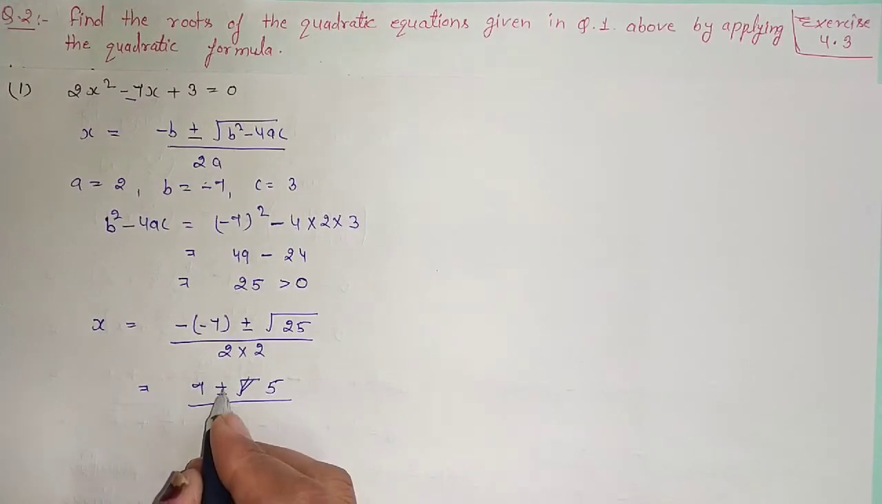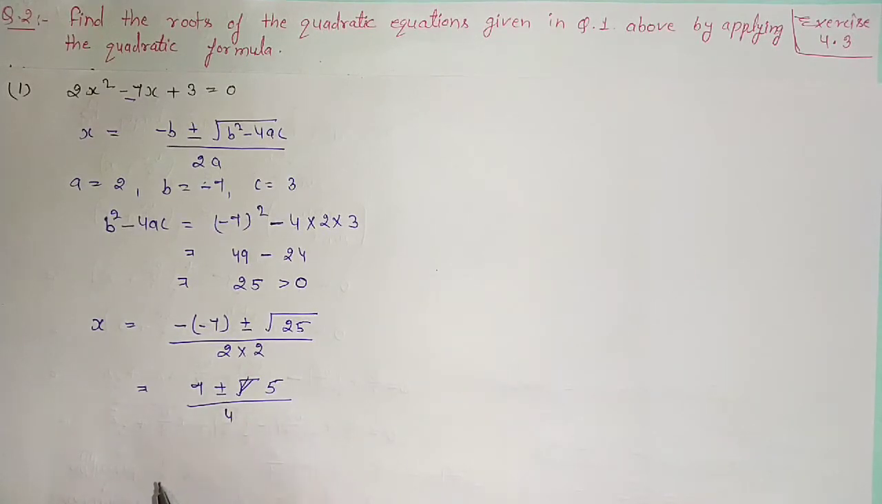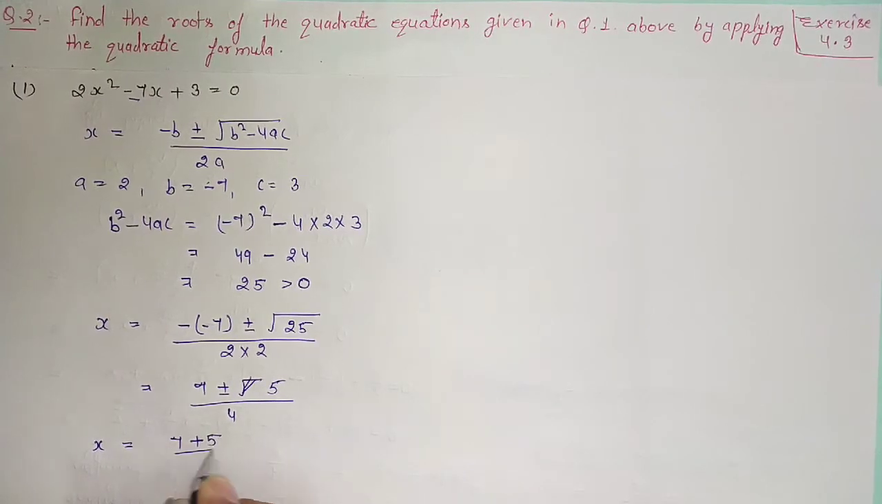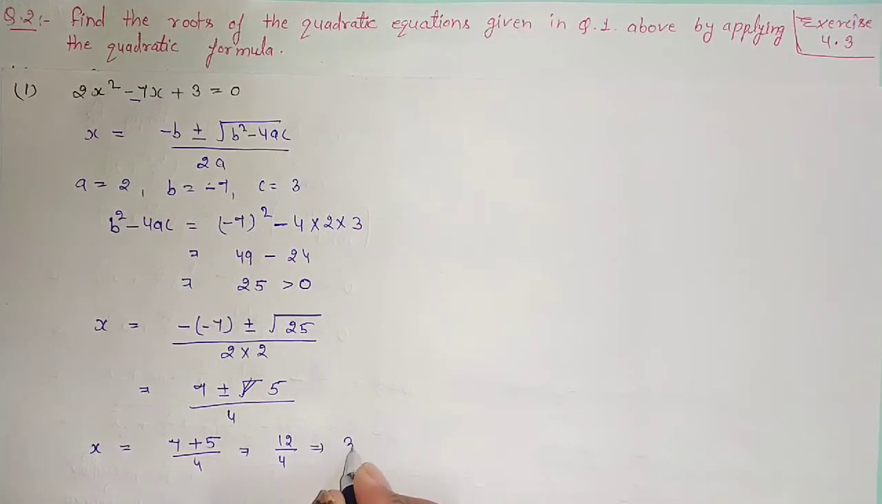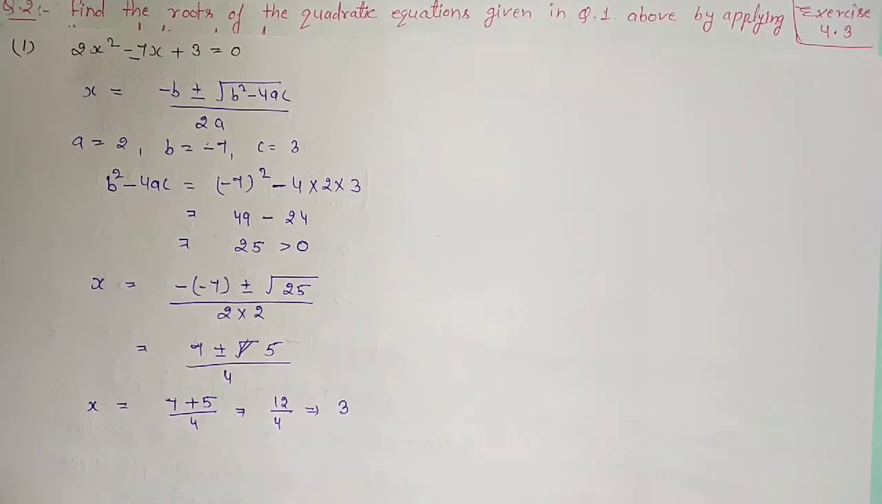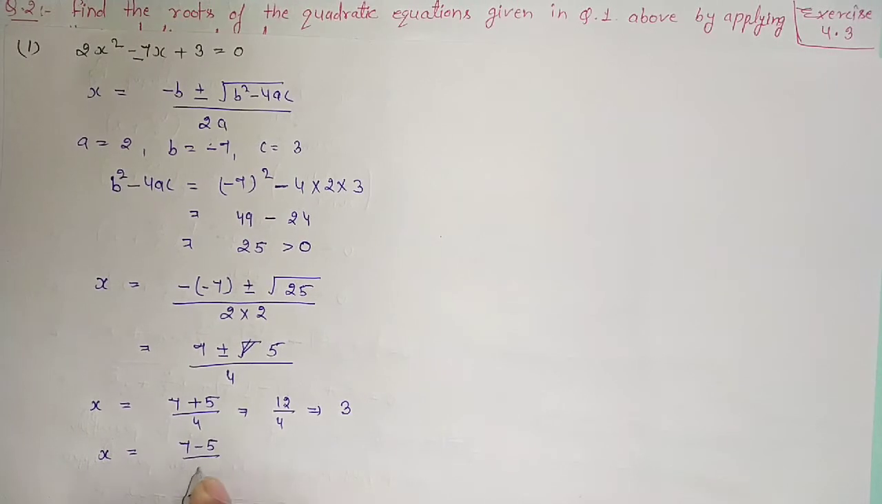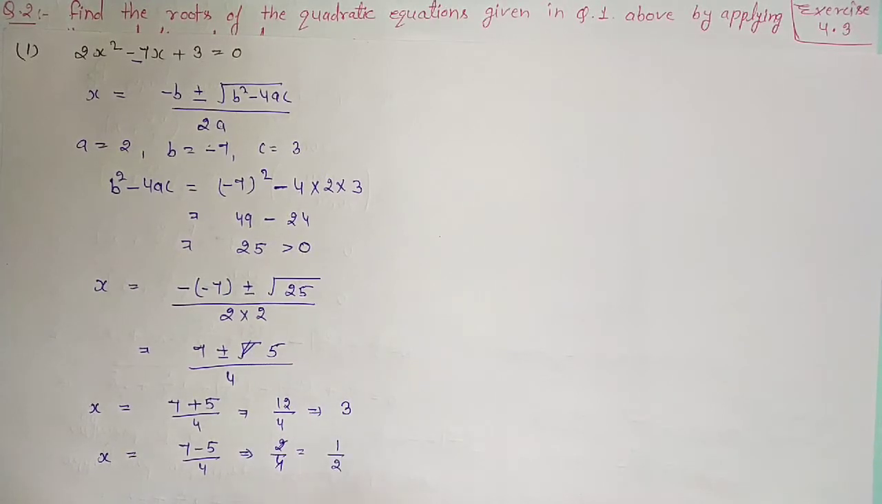Now to find the value of x, first we take the positive sign and then the negative sign. By taking the positive sign, x equal to 7 plus 5 divided by 4. 7 plus 5 is 12, divided by 4, we get 3. Therefore x equal to 3. And by taking the negative sign, x equal to 7 minus 5 upon 4. 7 minus 5 is 2 upon 4. By dividing by 2 we get 1 upon 2.